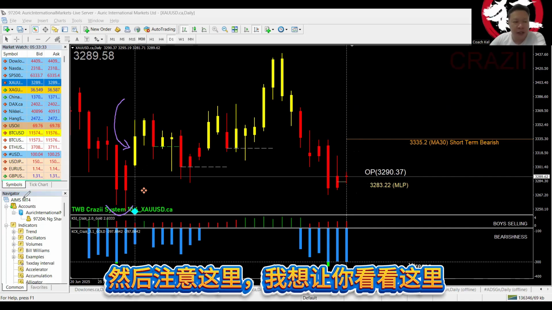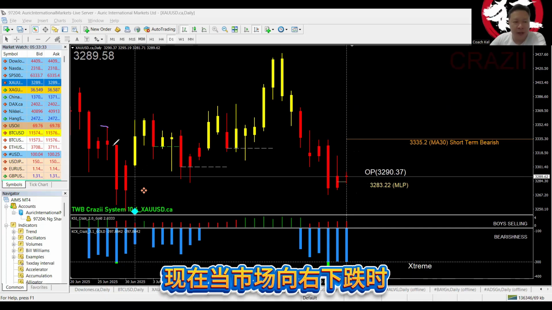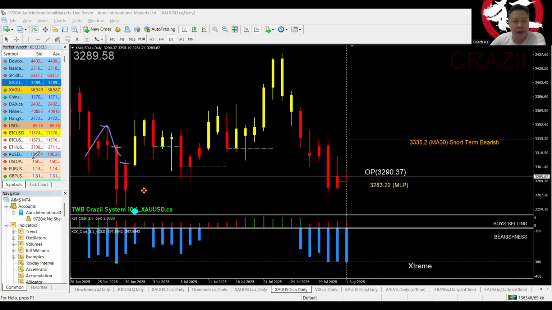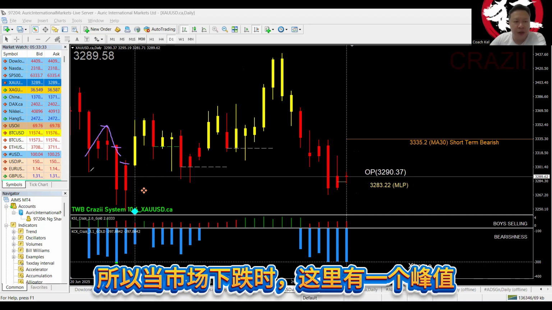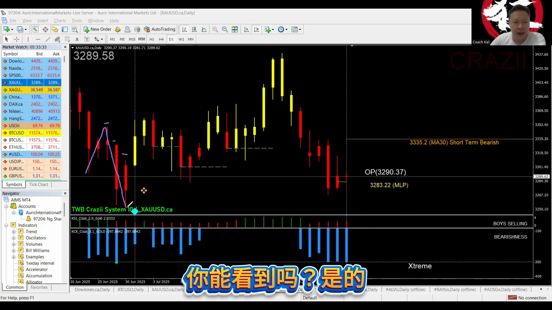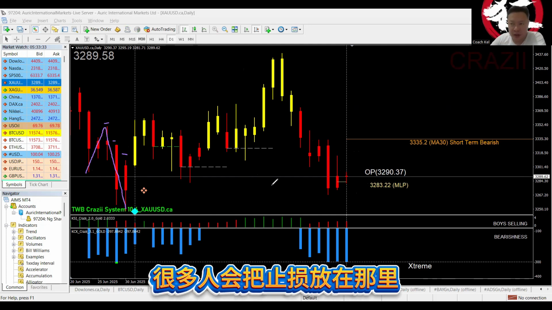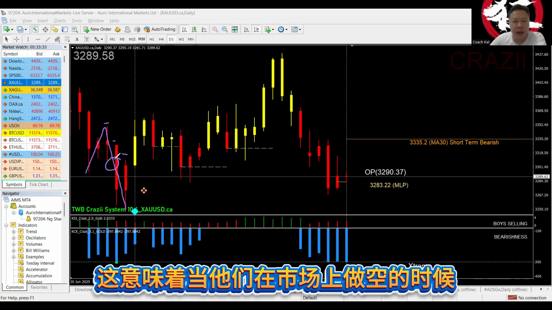Then take notice here. I want you to take a look here. When the market was coming down, this is a peak. Can you see that? I'll try again. When the market is coming down, there is a peak here. Can you see that? So this is where traditionally a lot of people will put their stop loss. That means that when they short the market, they short it here.